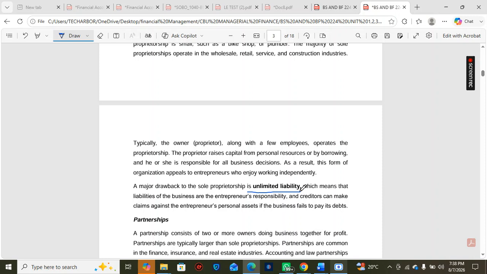That's one of the major disadvantages. Some advantages of a sole trader: you keep all the profits. You can decide when to go for work, when not to go for work. Decision making is quick because it's you alone. You don't need to consult. And startup capital is usually low for this.